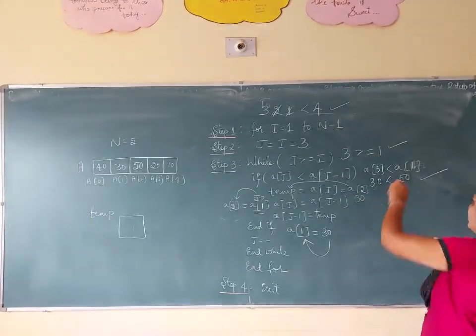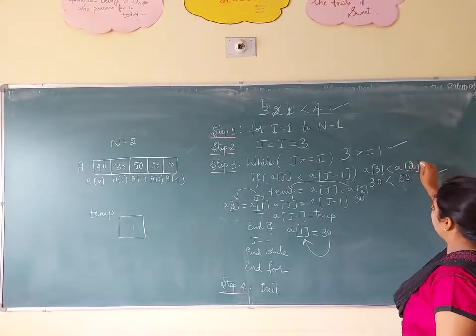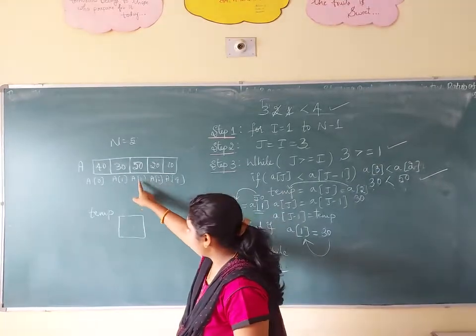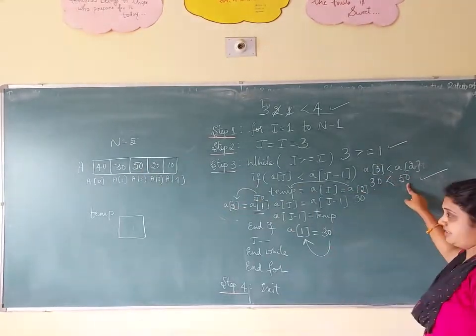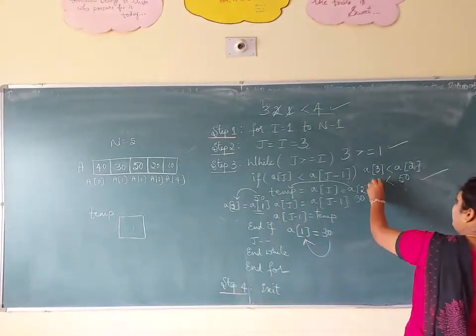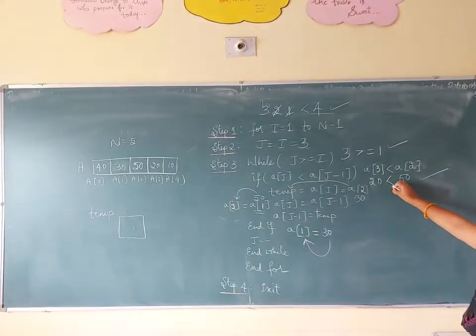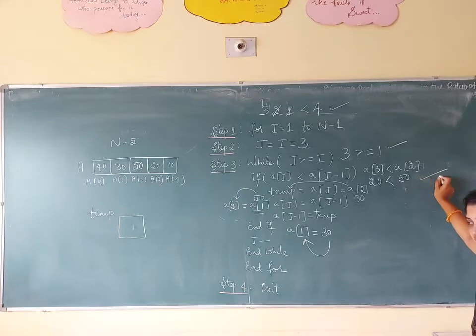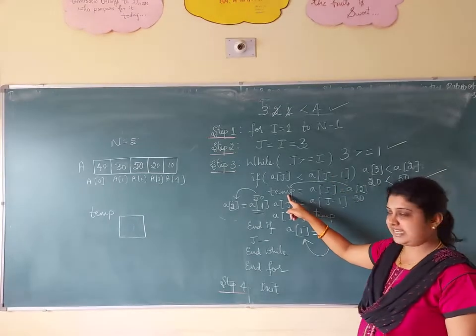3 minus 1, you will get how much? 2. So in A of 2 we have a value that is 50, and in A of 3 we have a value that is 20. So 20 is less than 50, as the condition is true. It will go to the next statement.